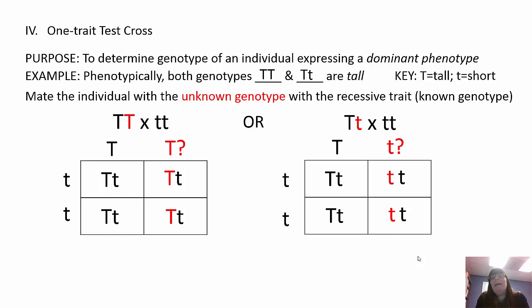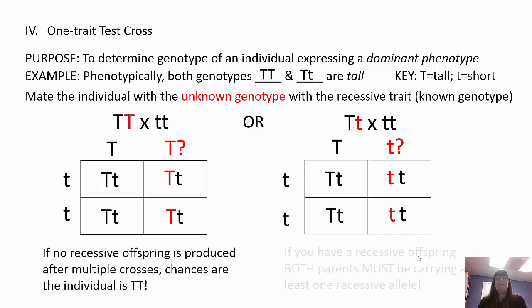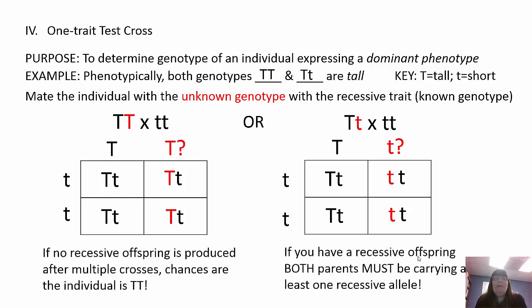However, if you look at the offspring and half are short and half are tall, that tells you that the dominant phenotype had to be a heterozygote, because that's the only way you'll get half tall and half short. Okay? So if you don't have any recessive offspring produced, chances are it's a dominant homozygous, so big T. If you have recessive offspring, that means that both parents have to carry that recessive trait. So they have to have at least one recessive allele. So that makes them heterozygous, big T, little t.